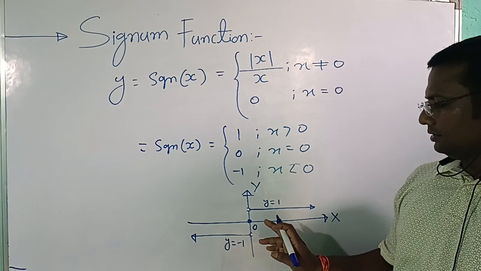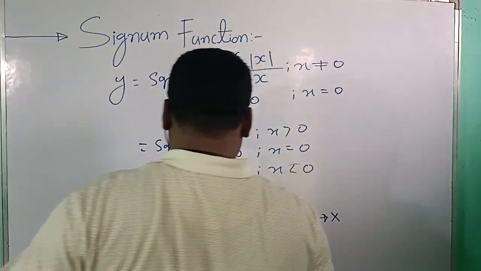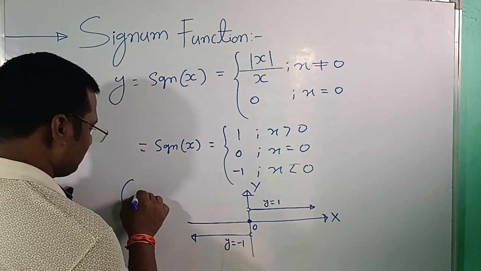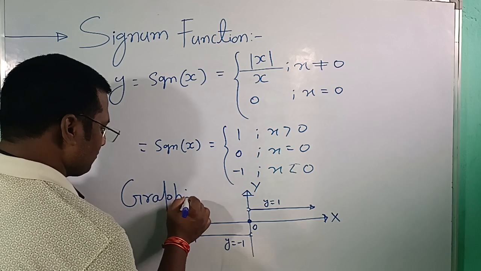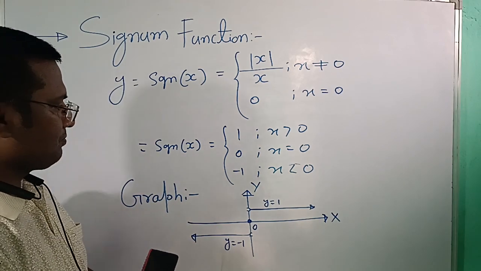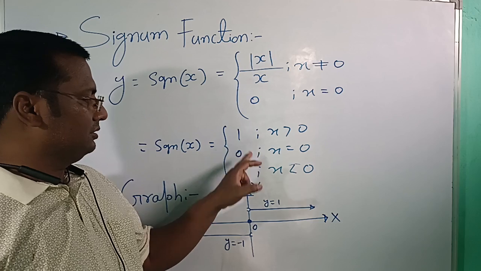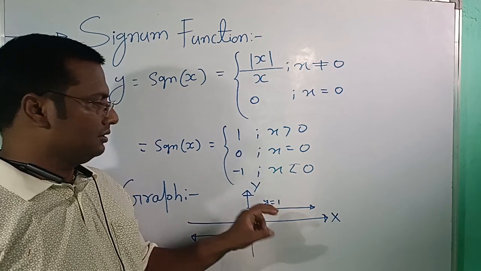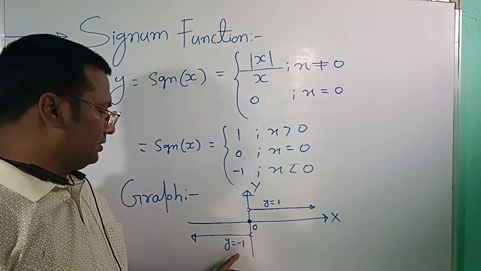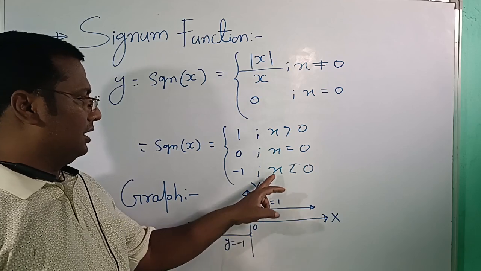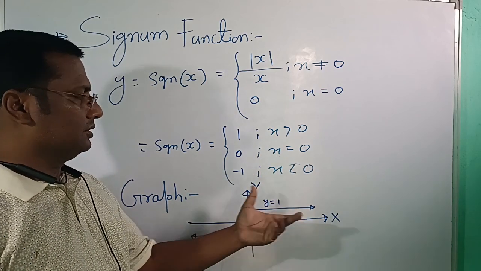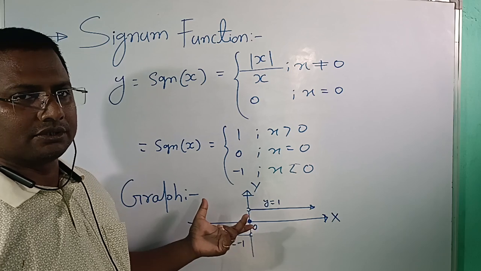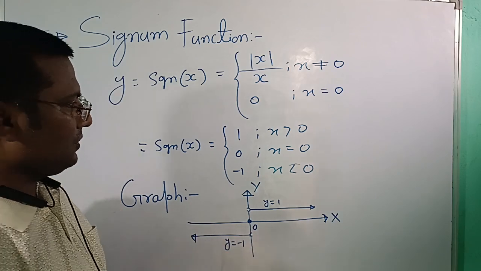According to this, the graph of the signum function is like this. For x greater than 0, it is y equal to 1. For x less than 0, it is y equal to minus 1. And for x equal to 0, it is equal to 0. So this is the graph of the signum function.